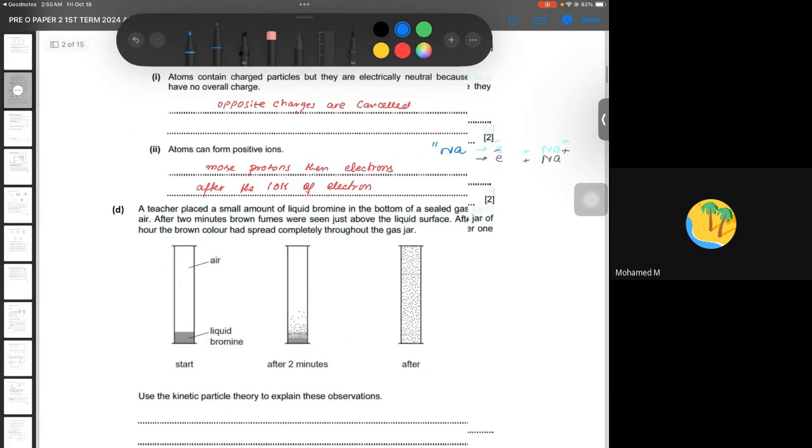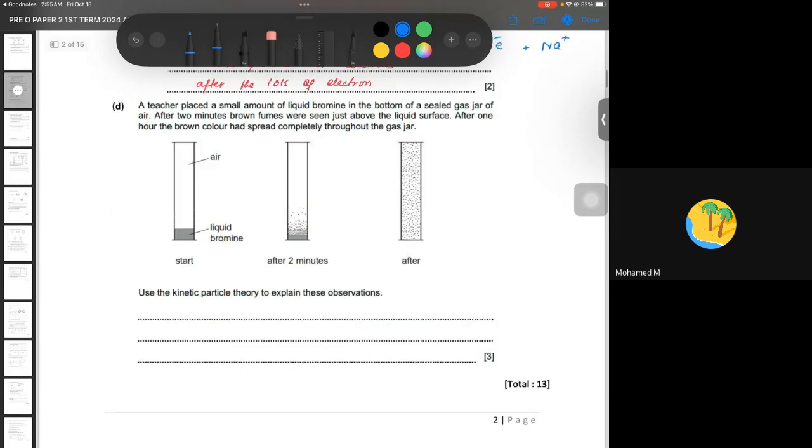Now see this. A teacher placed a small amount of liquid bromine in a partially sealed glass jar of air. After 2 minutes, the brown fumes were seen just above the liquid surface. After 1 hour, the brown color had spread completely throughout the gas jar. Use kinetic particle theory to explain these observations.